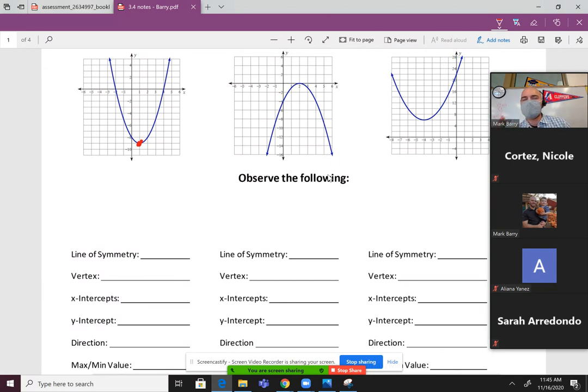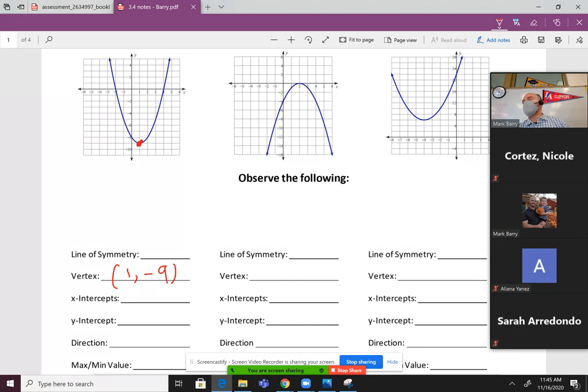The vertex is a coordinate point. The coordinate point for this one would be 1, -9. So that's our vertex. You see how I'd call that the center point of the graph? It's where it turns. It was going down and then it switches and now it's going up.